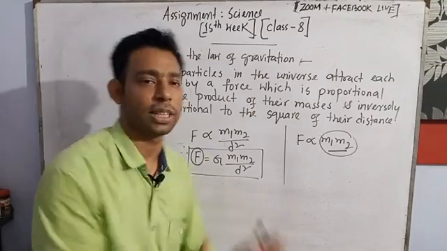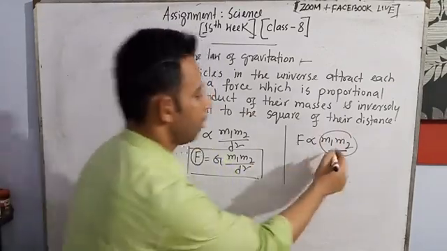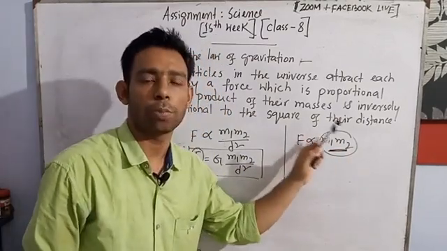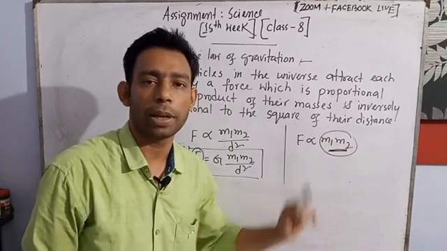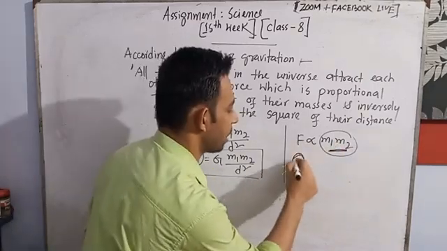This is the square of the distance. The force is proportional to the product of their masses. That means as mass increases, force increases. So which one is the mass?